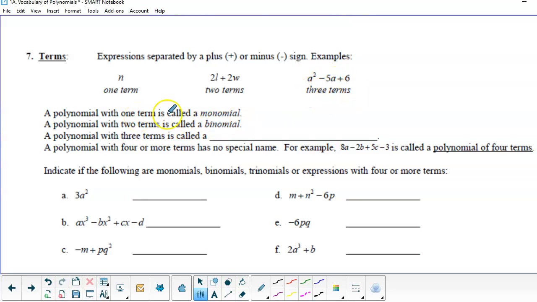And we have some special names. We've already talked about monomials, right? A binomial would be this example here. So 2 terms. Think about how a bicycle has 2 wheels. So a binomial has 2 terms. And then 3 terms would be this. Same analogy, a bicycle has 2 wheels, a tricycle has 3. So this is a trinomial.